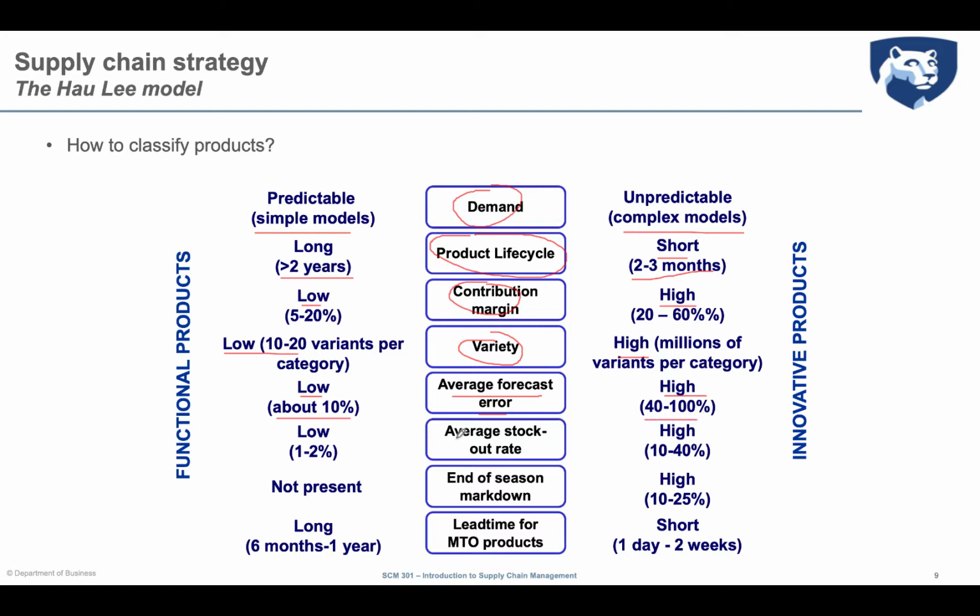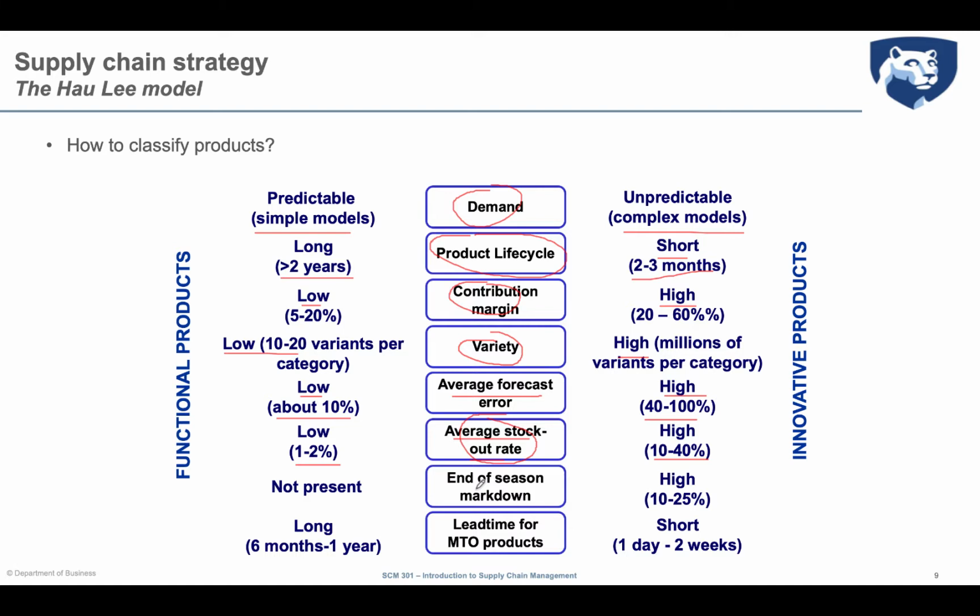When we talk about how likely these products are to be out of stock, for functional products, with very predictable demand, long consolidated presence in the market, and low average forecast error, the average stockout rate is low, 1 to 2%, while for innovative products it is usually higher, up to 40%.